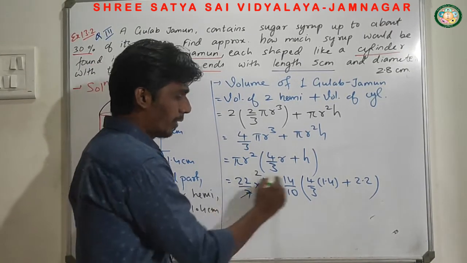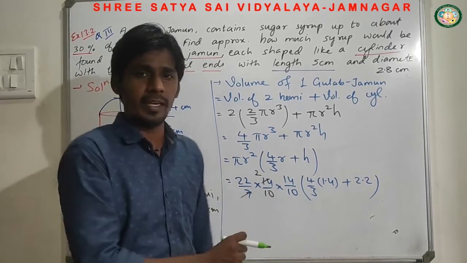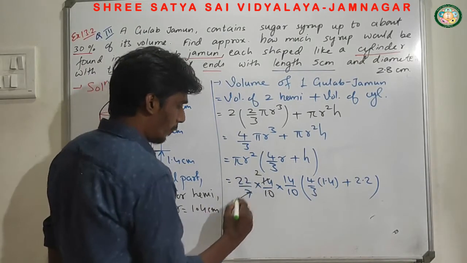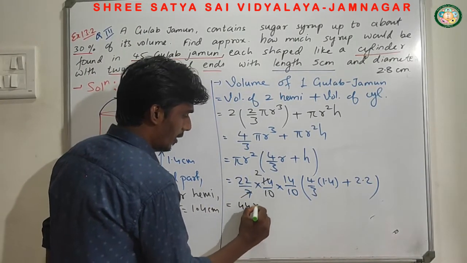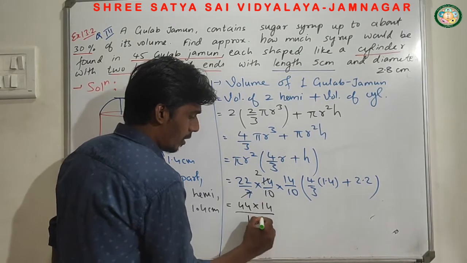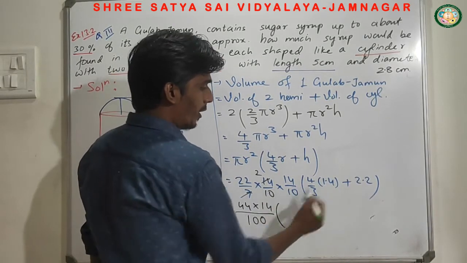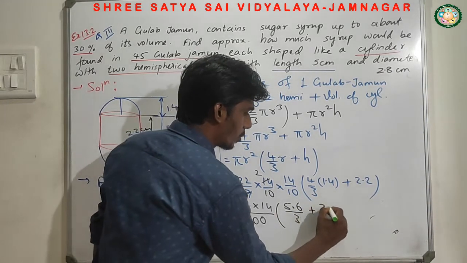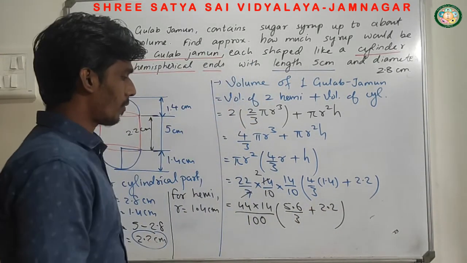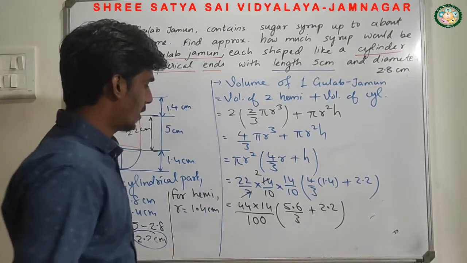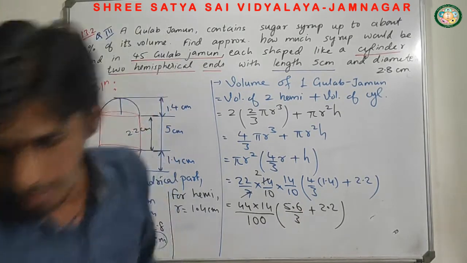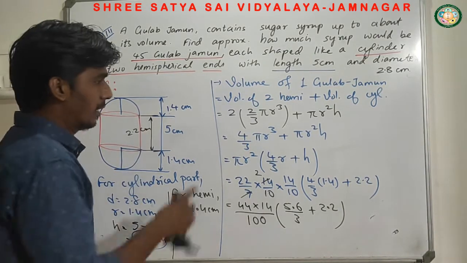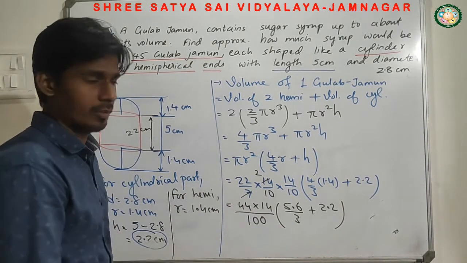So what I am going to do, I am going to multiply the numerator and divide it by 100, so that I have to just keep a decimal point. So it's 44 into 14 upon 100. Now this one, it's 4 into 1.4, it's 5.6 upon 3 plus 2.2. Now here we got this much. Now to calculate the remaining part, I am going to repeat this portion. You can pause this video and calculate by yourself.